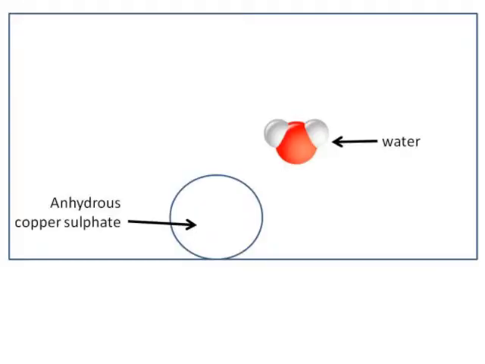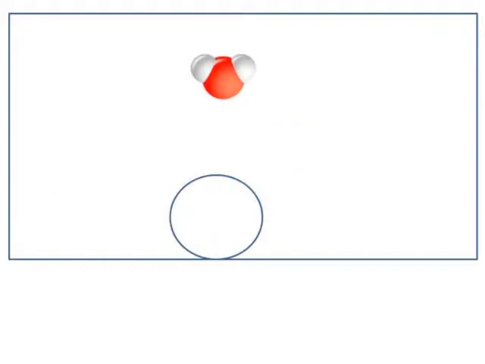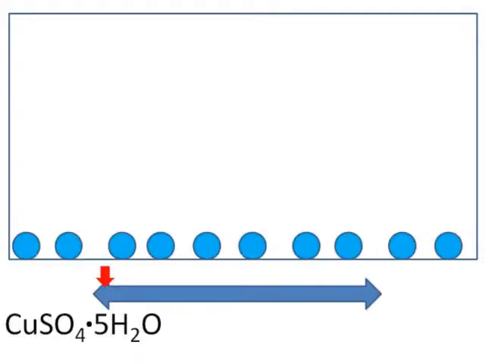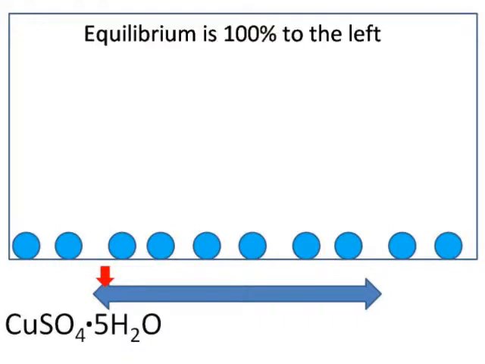Now let's consider a visual for the actual particles. We've got a water molecule here, and we've got anhydrous copper sulfate as a white ball. And the water molecule collides with the white ball and forms hydrated copper sulfate, which is a blue ball. Okay, so if we have a closed system with copper sulfate pentahydrate only, we would say that the reaction is at 100% product. Okay, 100% copper sulfate pentahydrate.